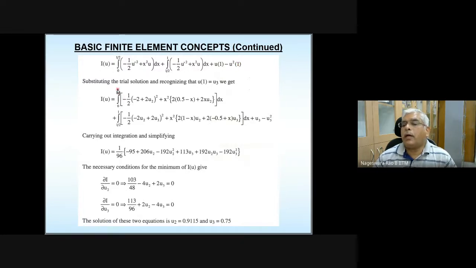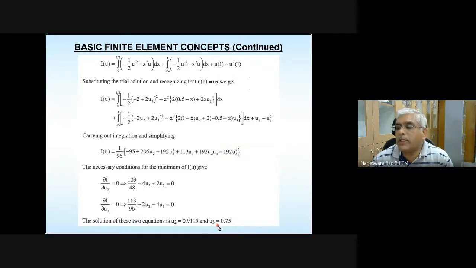You have the u value and u prime value for element 1, and the u value and u prime value for element 2. You plug in that information here for the first element and second element, and simplify this integral. This equivalent functional is going to be a function of u2 and u3, because u1 is already given. u1 is the essential boundary condition; it is 1. Apply the stationarity conditions and solve for u2 and u3.